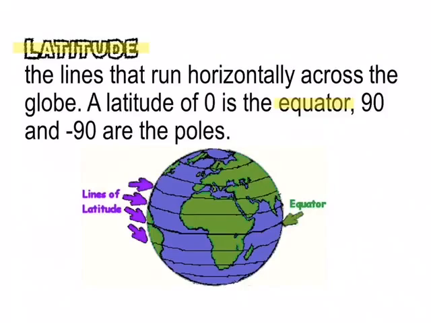Also very important when we talk about winds are latitudes and longitudes. Latitudes are the horizontal lines that run across the globe. You can remember that because it sounds like ladder, and they look like the rungs of the ladder. So at the equator, that's latitude 0, and then -90 and 90 are the poles. This would be 90, and this would be -90 in the south.